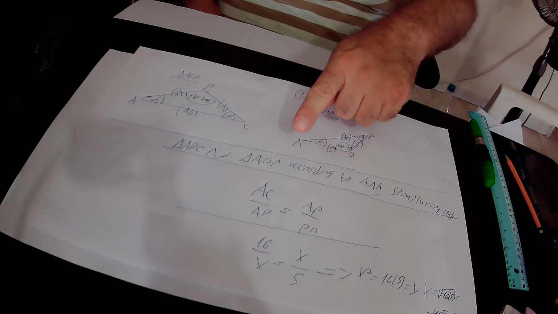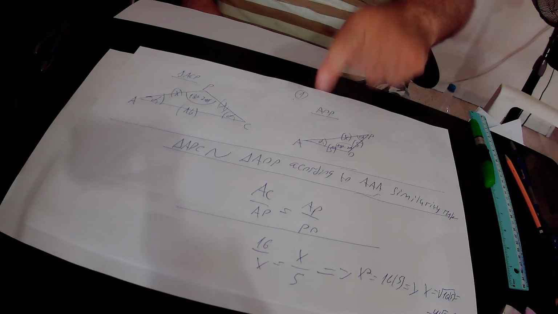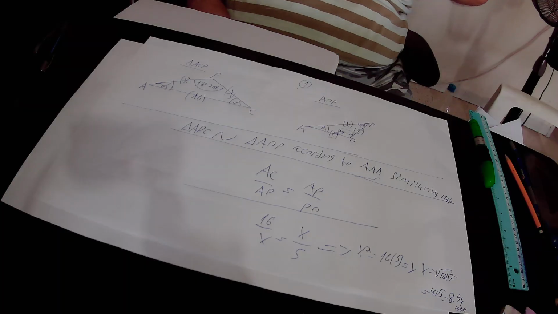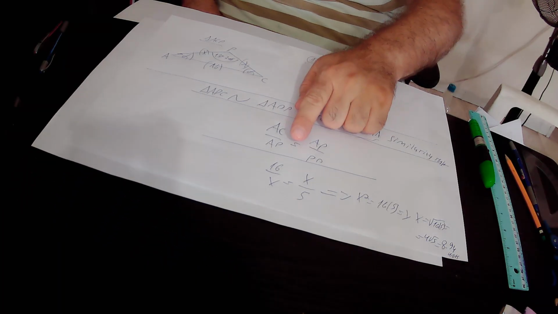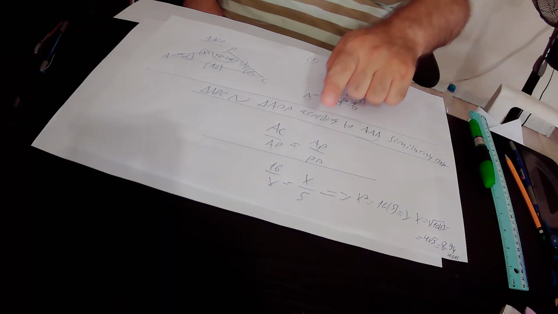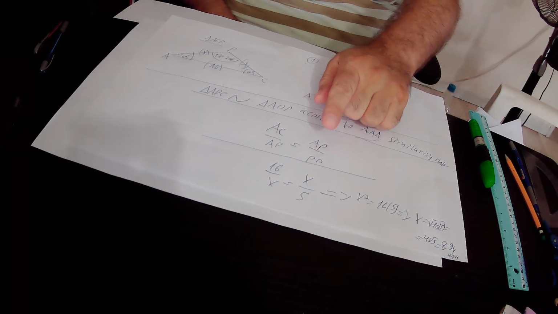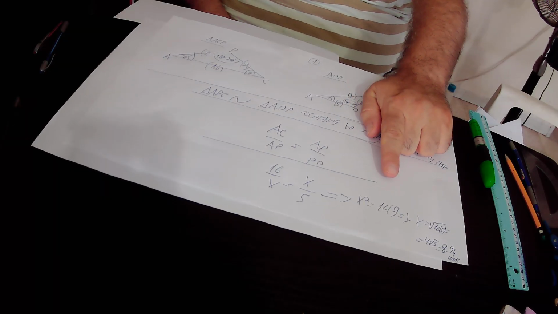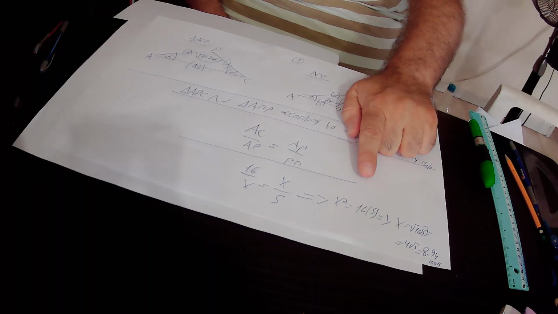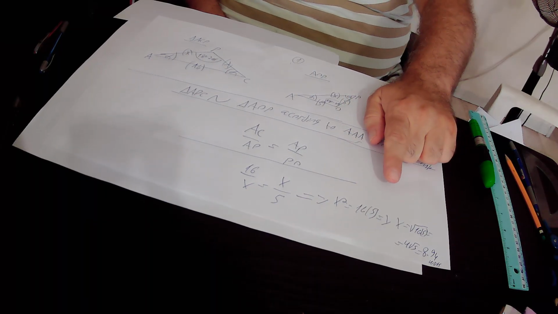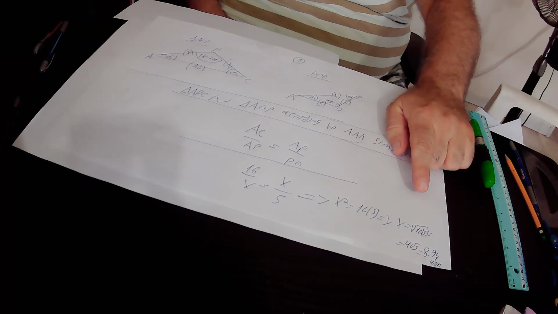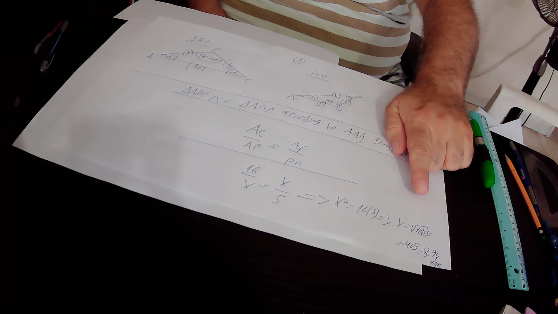AC is 16, AP is x, that is the line segment that we are looking for. Again, AP is x, and PO is 5, that is the radius of the semicircle. So in total, we found out that 16 over x equals x over 5. Here we cross multiplied this equation, and found out that x times x is x squared, so x squared equals 16 times 5. Here we took the root of this equation, and found out that x equals the square root of 16 times the square root of 5. The square root of 16 is 4, so inside the root we are left only with 5. So in total we found out that x equals 4 times the square root of 5.